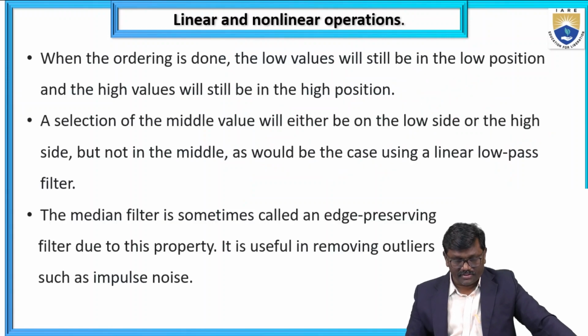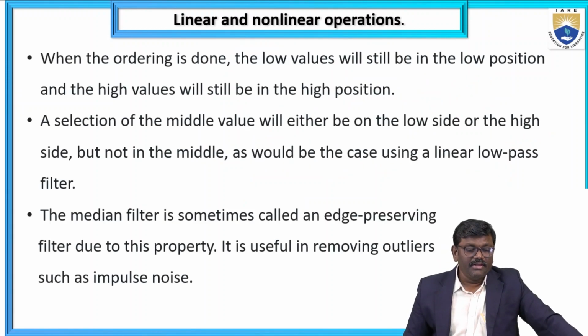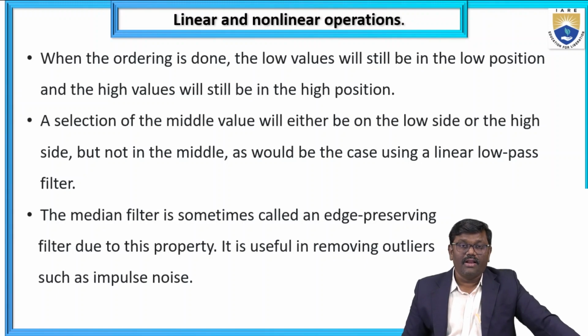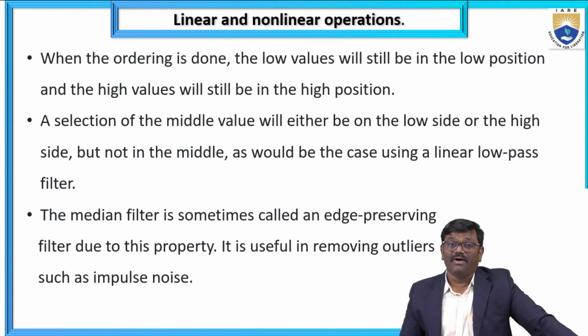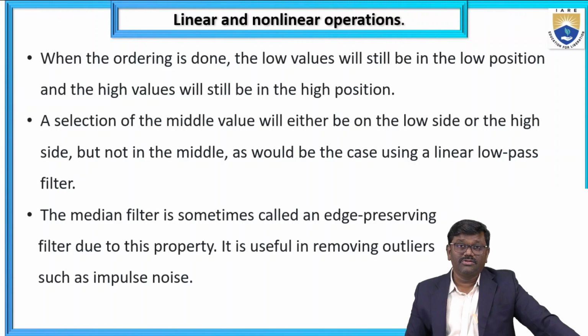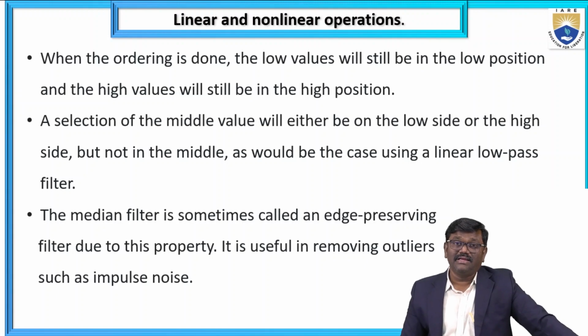Then we use the high pass filter. So when the ordering is done, the low values will still be in the low position, and the high values will still be in the high position. So you can understand it either way, vice versa. That is the range of values based on keeping your operation in terms of low position or high position. So the selection of the middle value will be either on the low side or the high side. That is what we discussed with the help of the previous graph. But not in the middle.